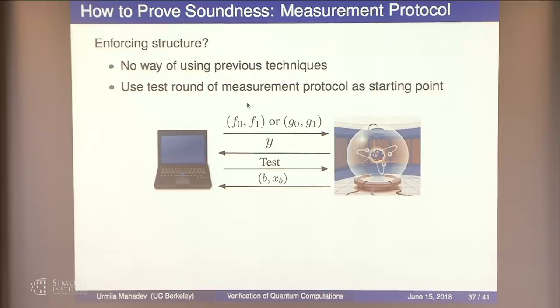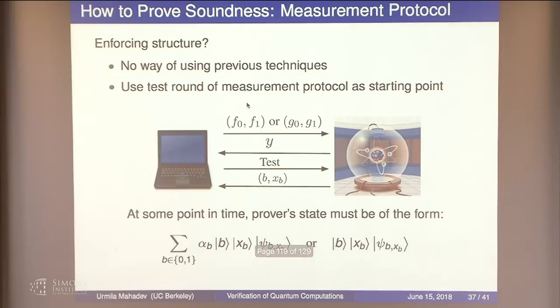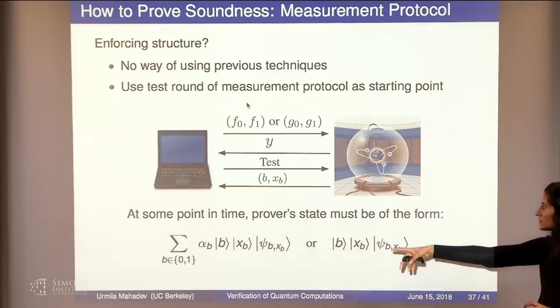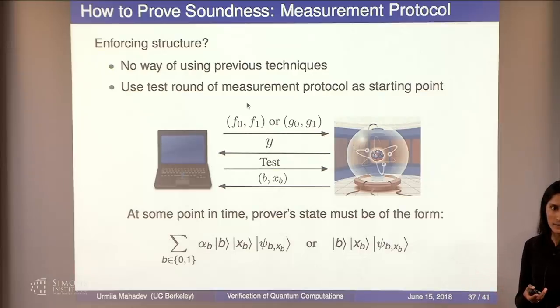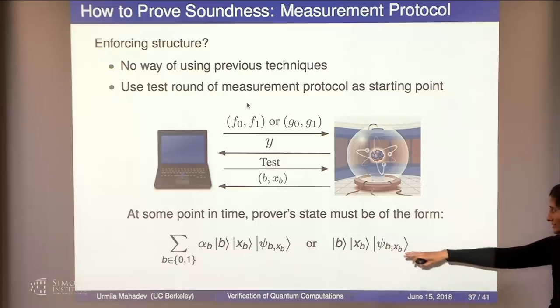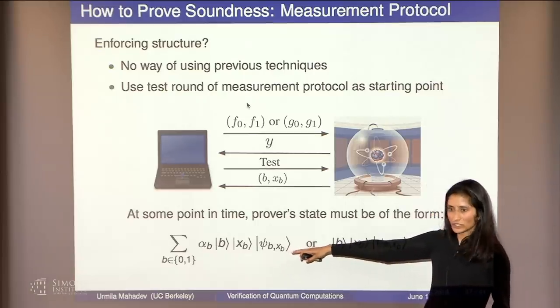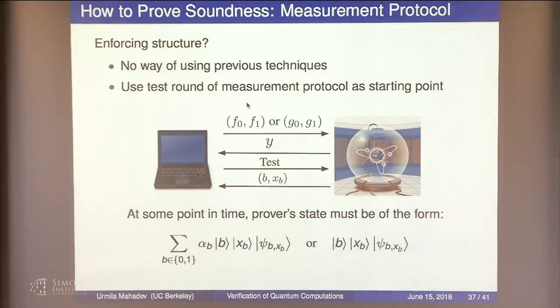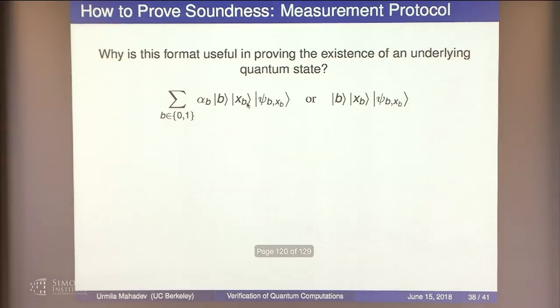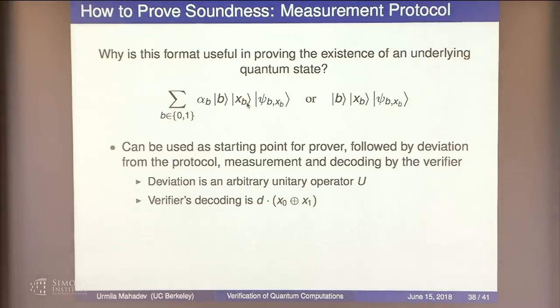What the test round guaranteed was that the prover applied the function in some manner because he held a pre-image. So that's saying at some point in time, the prover state has to be in a superposition over the pre-images of the point Y that he reported. So this is a very weak statement. It's just saying at some point in time, I know his state looked something like this. This is just a bunch of extra space, but I know in some register he held a pre-image. And now I want to take this statement and bootstrap it up to say that actually he's holding a full quantum state. So how do I do this?